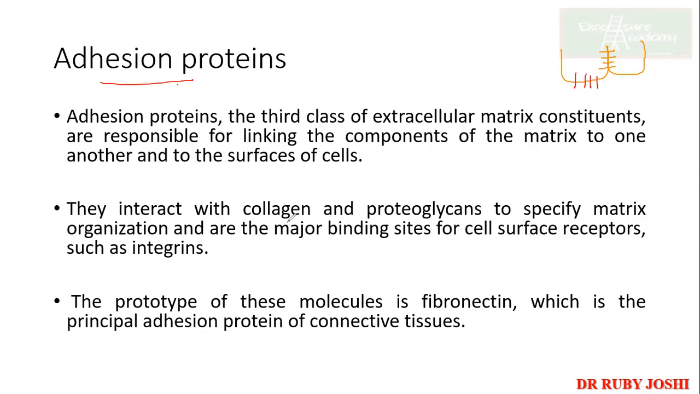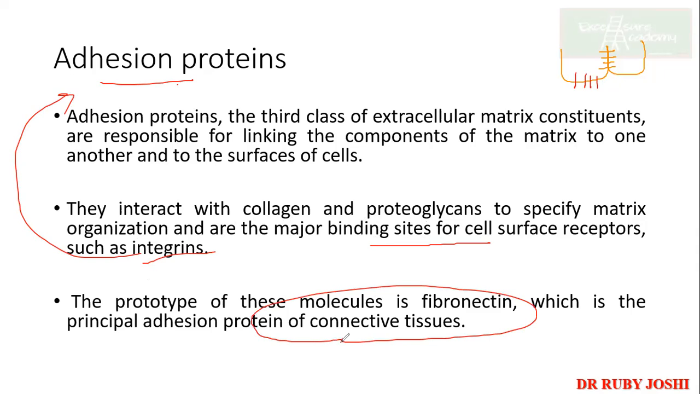They interact with collagen and proteoglycans to specify matrix organization and are the major binding sites for cell surface receptors such as integrins. Okay, so these integrins come under your adhesion proteins, which help in making the interactions between these cells. The prototype of these molecules is fibronectin, which is the principal adhesion protein of the connective tissue. So in the case of connective tissue, the main adhesion protein is fibronectin.